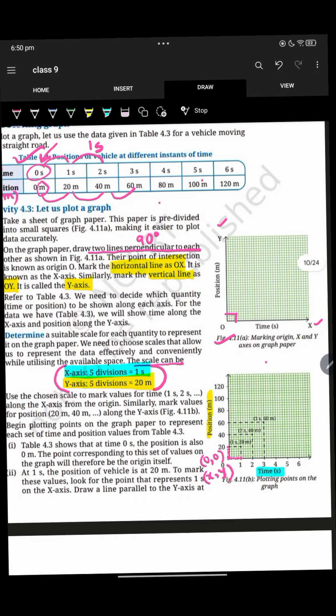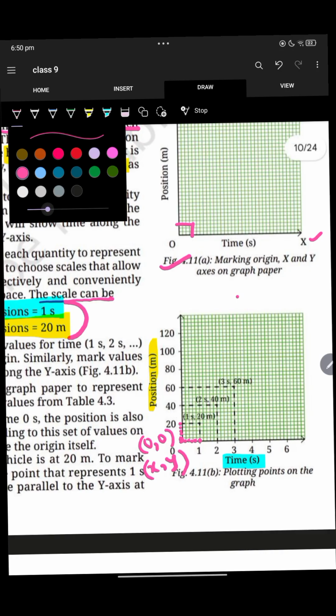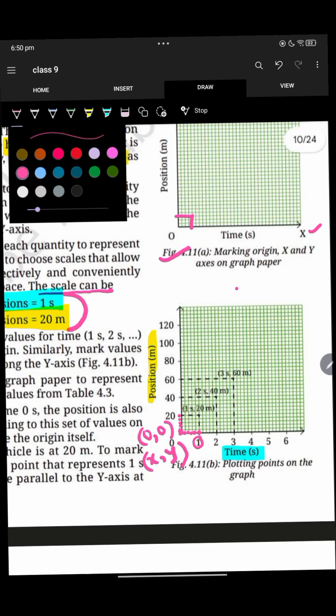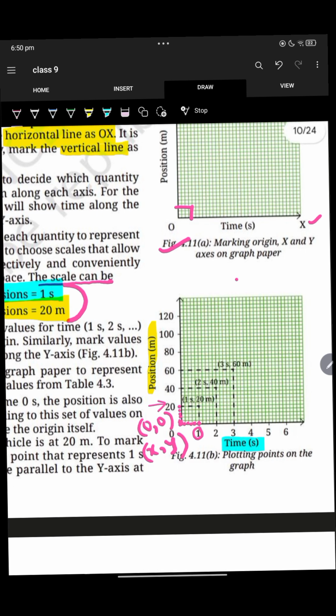And for x-axis is time. So 1, 20 will be a point like this. Okay. Now in the x-axis, let us see. In the x-axis, 1 second is this, and 20 meter is here. So this is the point. Okay, 1 second and 20 meter. So from 20 meter, if you draw this, it comes to 1 second, and this is the point which shows 1, 20. That is 1 second, 20 meter.